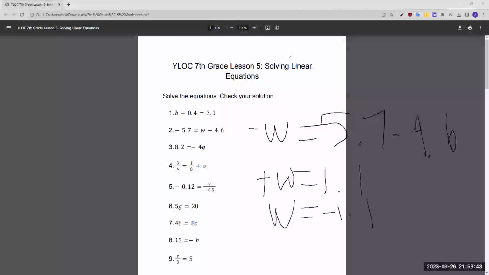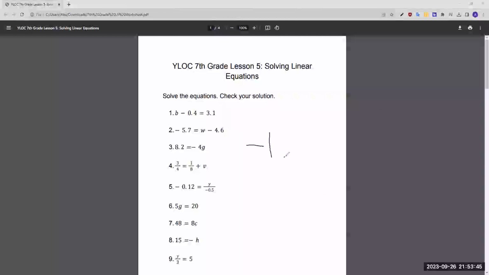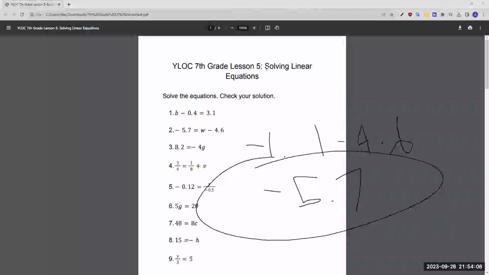And it says to check our answer. And to do that, we're going to be plugging in our final answer to our variable and checking if it's equal to what we're given. So negative 1.1 minus 4.6. Negative 1 minus 4 is negative 5. Negative 1 minus 6 is 7. And it matches negative 5.7.